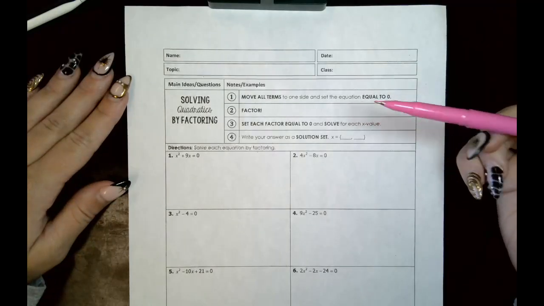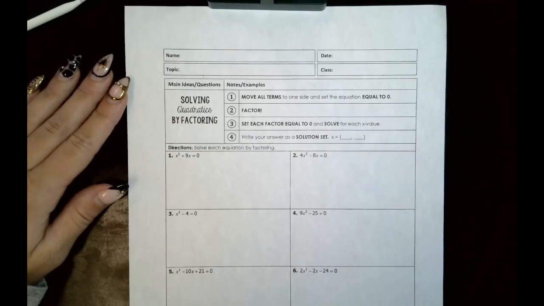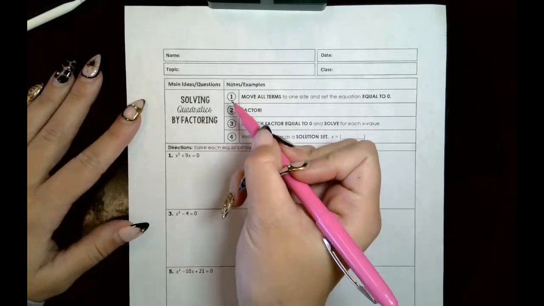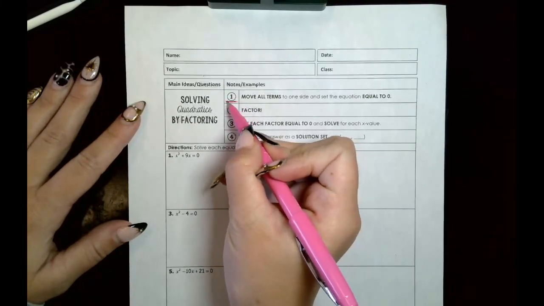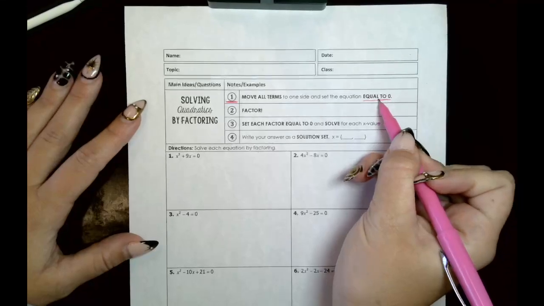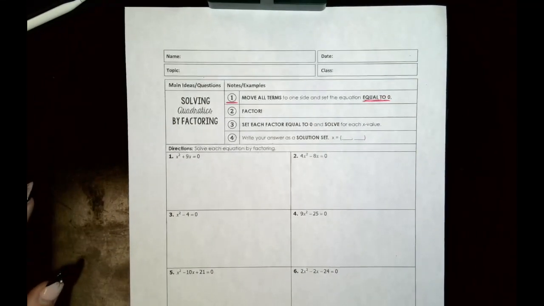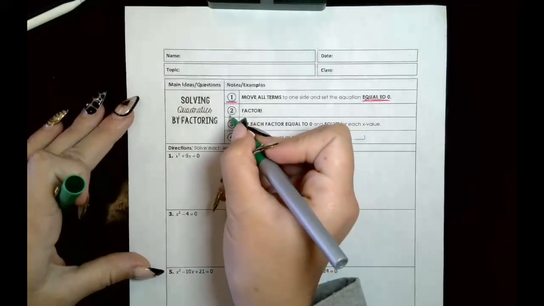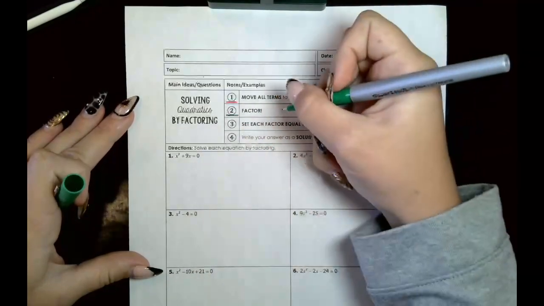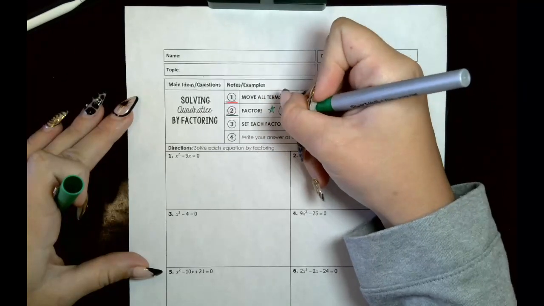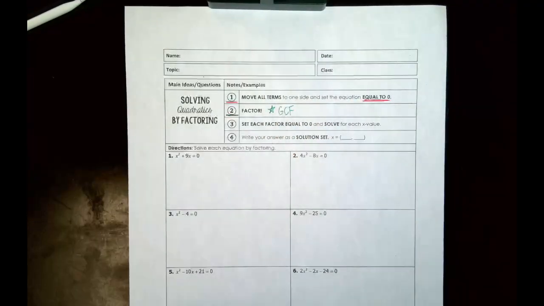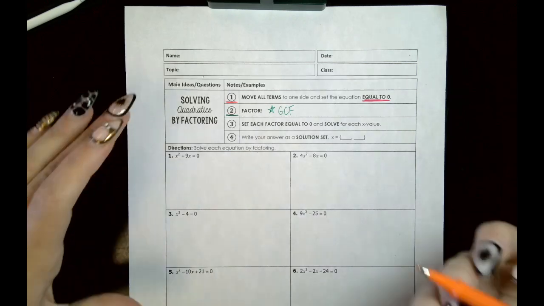I'm going to go over solving quadratics by factoring. First, we move all terms to one side and set it equal to 0. Then we factor. Remember GCF, but in this case, we probably won't need a GCF. And then we set each factor equal to 0.